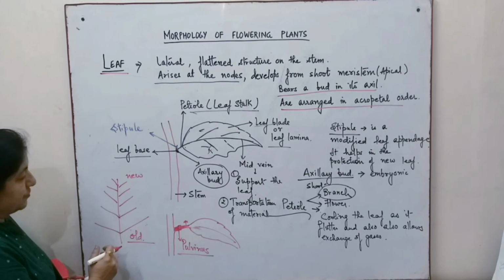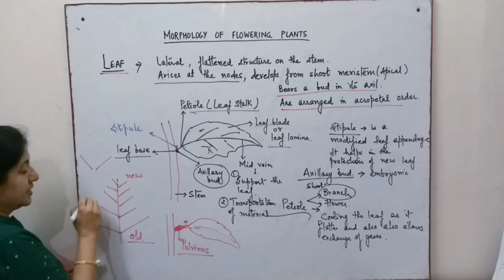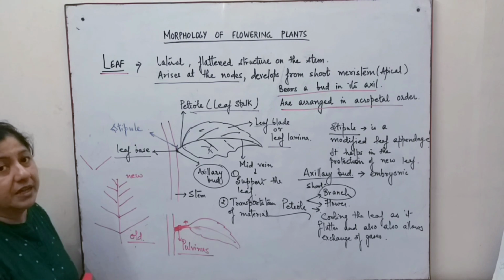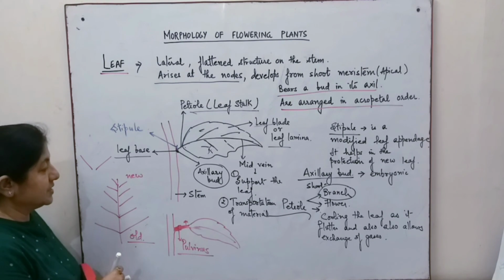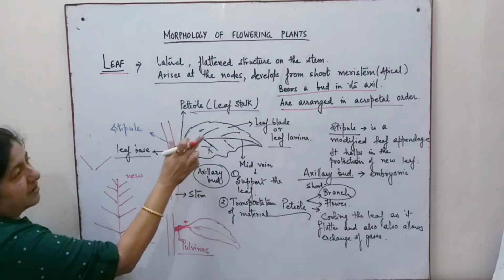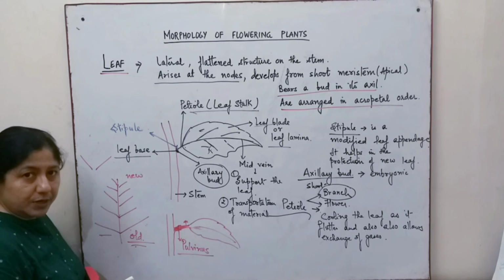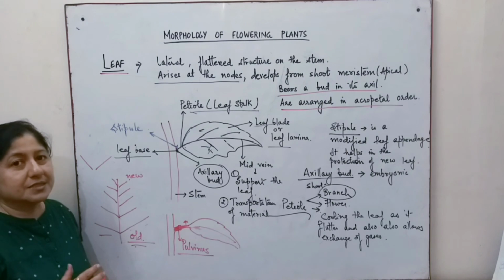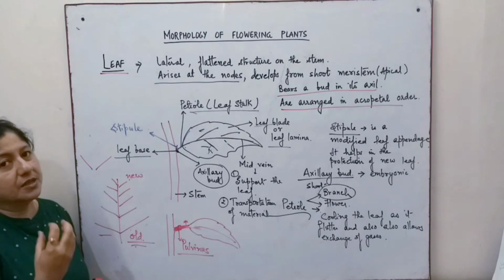If the order is different, that means if the older leaves are present at the top and the younger ones are present at the bottom, it is known as basipetal order. That we'll be studying in the flower also, how the arrangement of the flowers is taking place. So in this case, the leaves are arranged in an acropetal order. That means the old leaves are present towards the base and the new or freshly formed leaves are towards the end, that means the side which is growing.